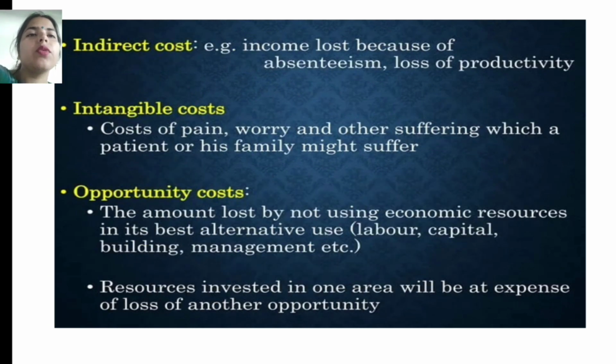Next is the indirect cost. Examples are income lost because of absenteeism and loss of productivity. Intangible cost is the pain, worry and other suffering which a patient or his family might suffer.